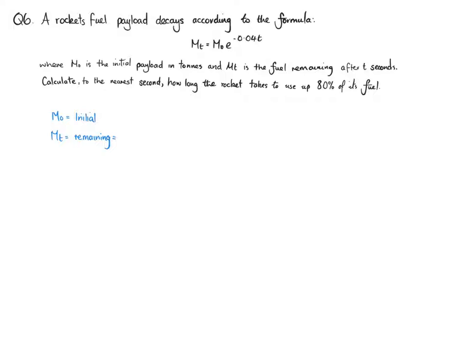So what we want is to find it when 80% of the fuel is gone, so it's 20% of that initial amount of fuel. So if 80% of it's gone, 20% is left, 20% is 0.2. So we can plug that in. We want 0.2 m0 is equal to m0 e to the minus 0.04 t. We've got m naughts on both sides, we can cancel them out. So we get 0.2 is equal to e to the negative 0.04 t.